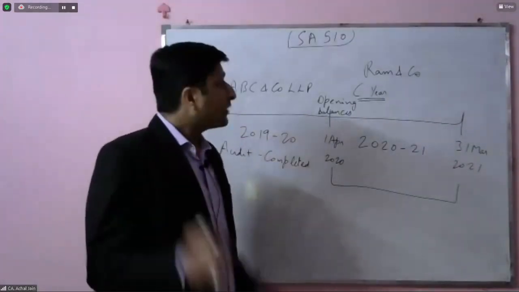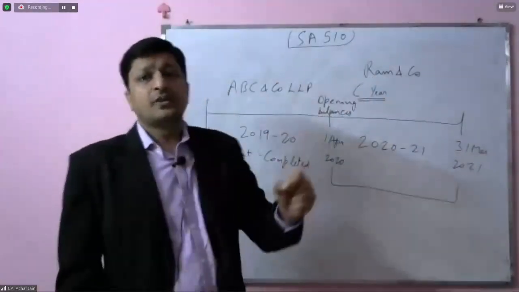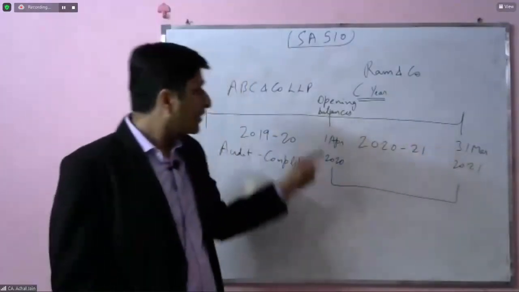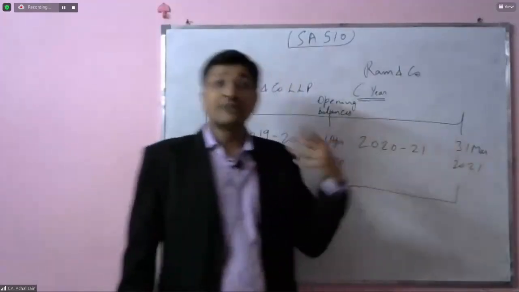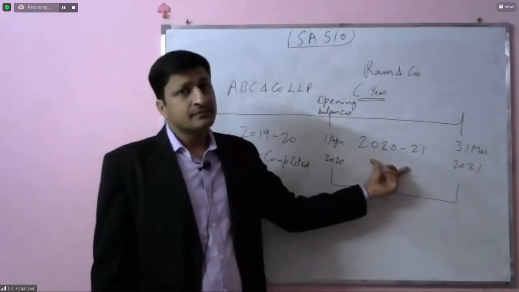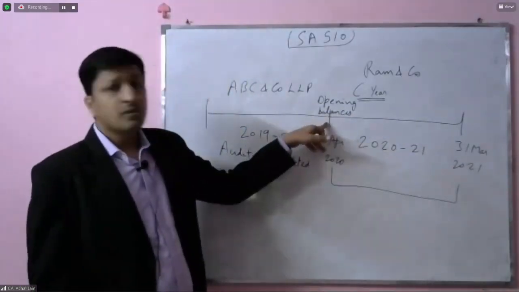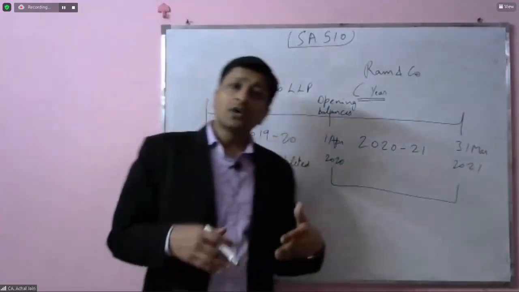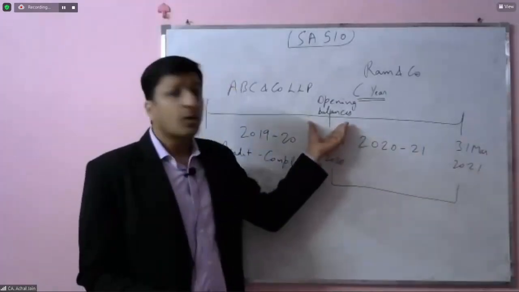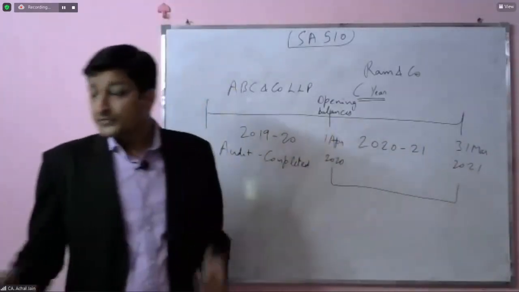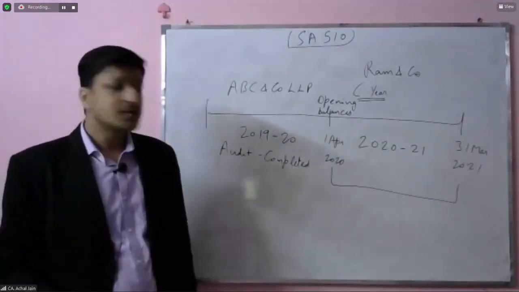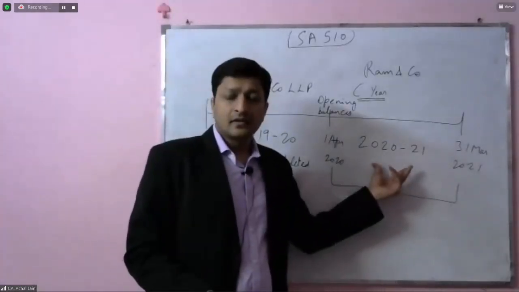Now, if we look at this, the new auditor will be required to issue his audit report in respect of the complete financial year. So he will be responsible for the full 2020-21, correct? Which would also include these opening balances, because the numbers which go into 2020-21 will also have the opening balances coming into the current year.